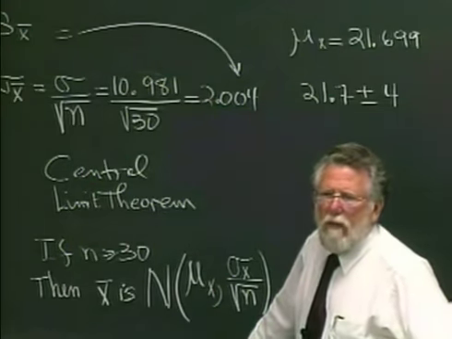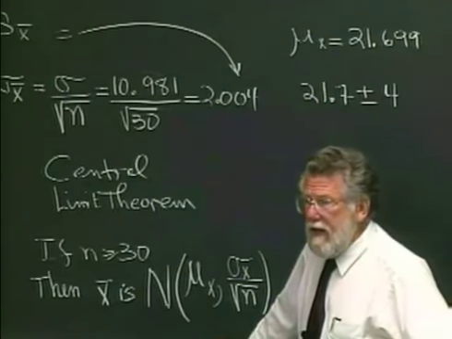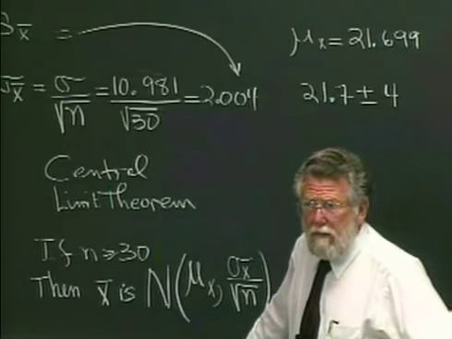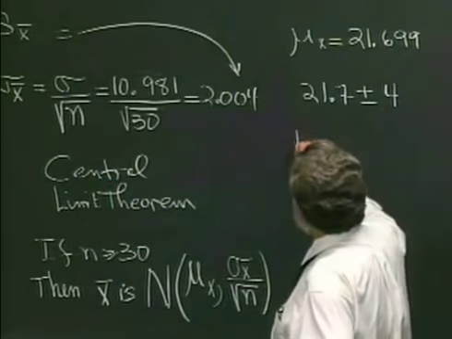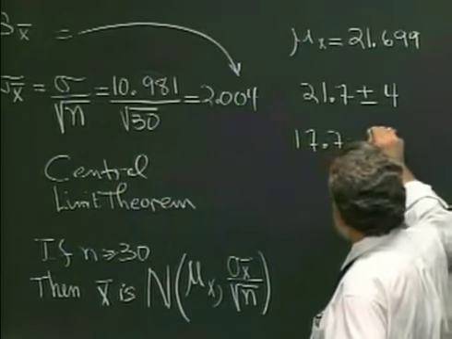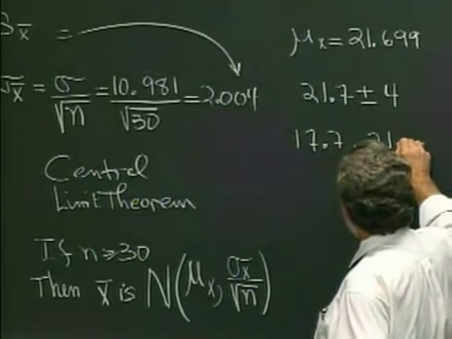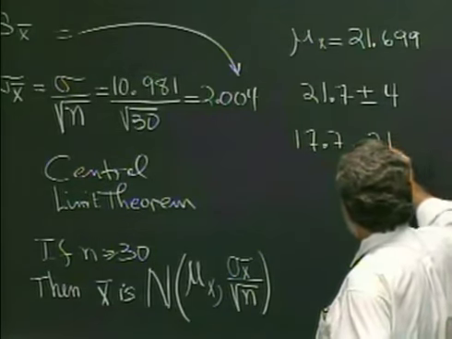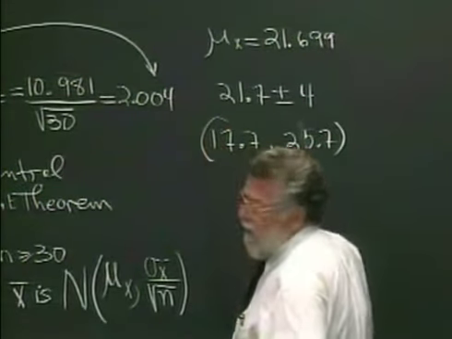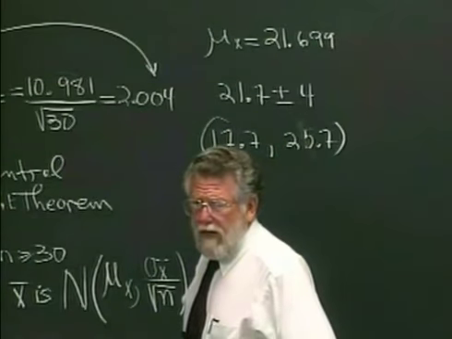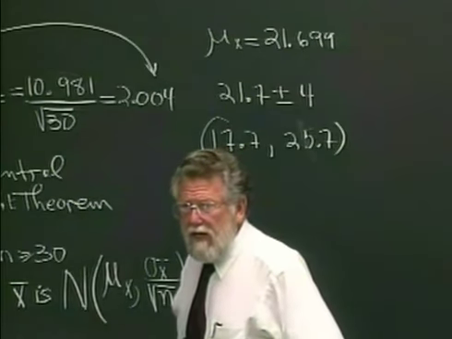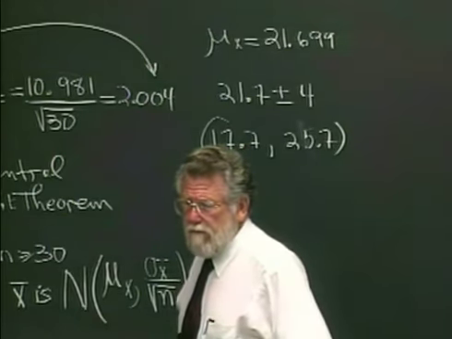So what is the range of my x bars that I expect to get under this normal distribution 95% of the time? Well, I can subtract 4 and get 17.7. I can add 4 and get what? 25.7. Sorry. And 95% of my x bars are in that range, correct? That's the argument. So am I going to get something in the extremes very often? No.